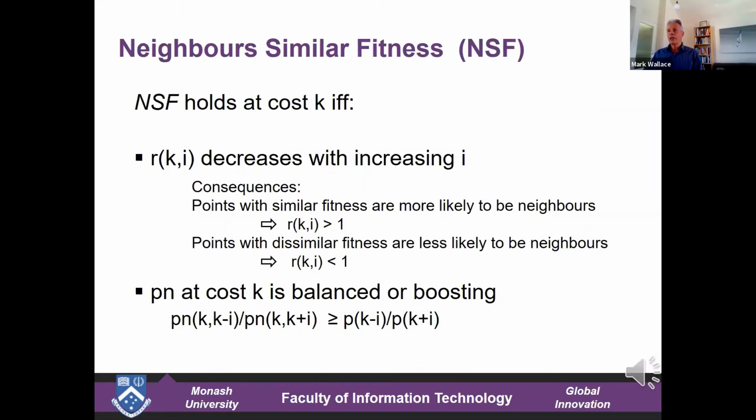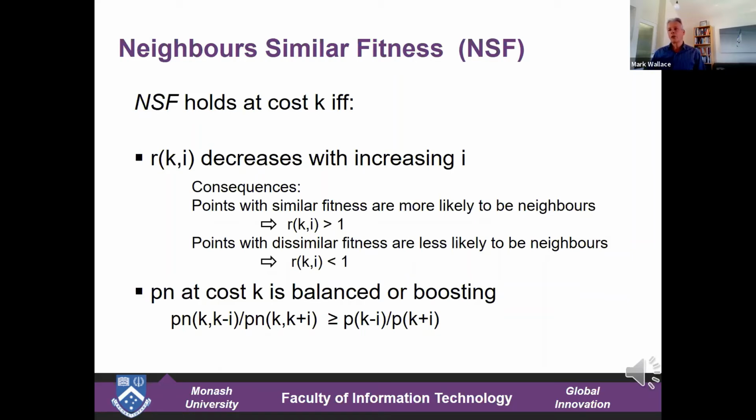So now we can define neighbors similar fitness. Neighbors similar fitness holds at cost k if R_kI decreases with increasing I. So that increased probability is higher, nearer to the original fitness. The consequence is that for points with similar fitness being more likely to be neighbors, R_kI is greater than 1. And for points with dissimilar fitness that are less likely to be neighbors, R_kI is less than 1.